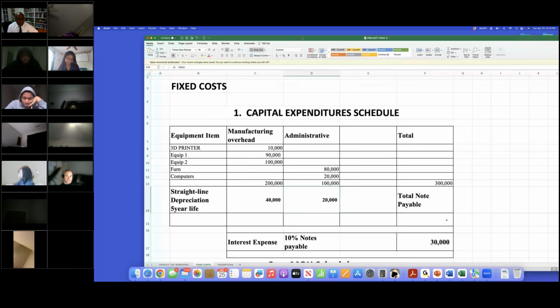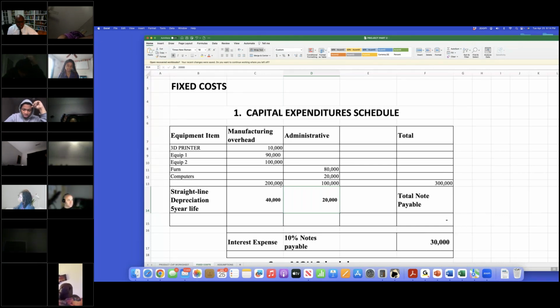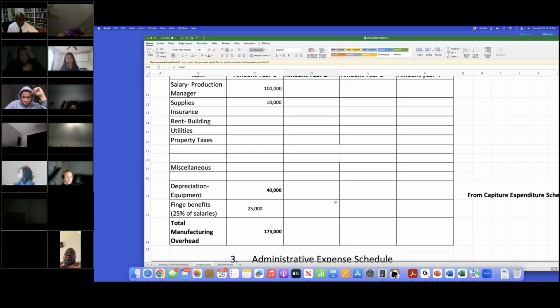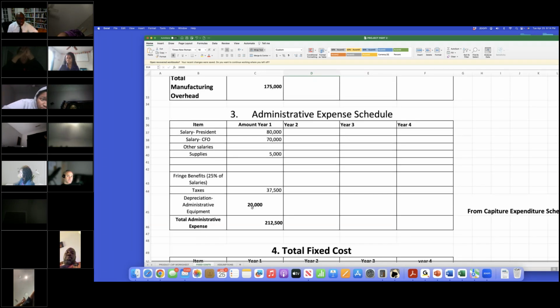Okay, so now we have our costs based on these items that were purchased, and they add up to 300,000. We're going to calculate straight line depreciation over 5 years, so everybody would use that convention. And so the items are going to depreciate at the rate of 40,000 a year for manufacturing overhead, 20,000 a year for administrative expense. So you bring those items down, 40,000 for the MOH and 20,000 for administrative expense, and then you put in the other expenses. Okay.